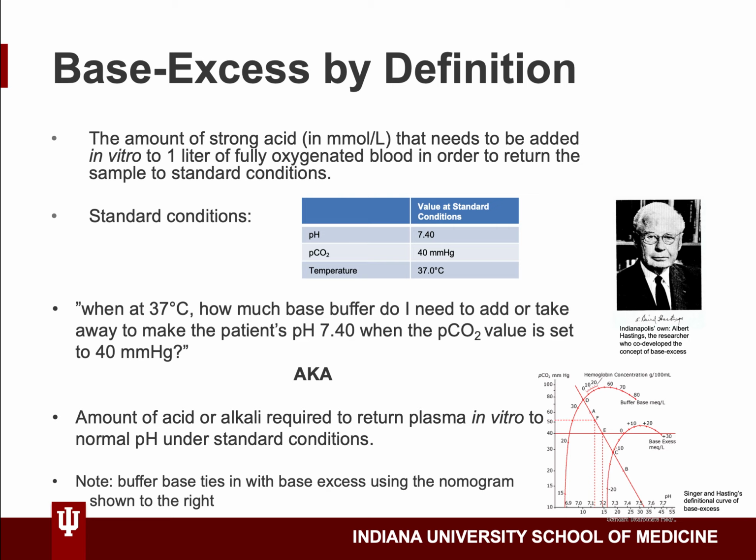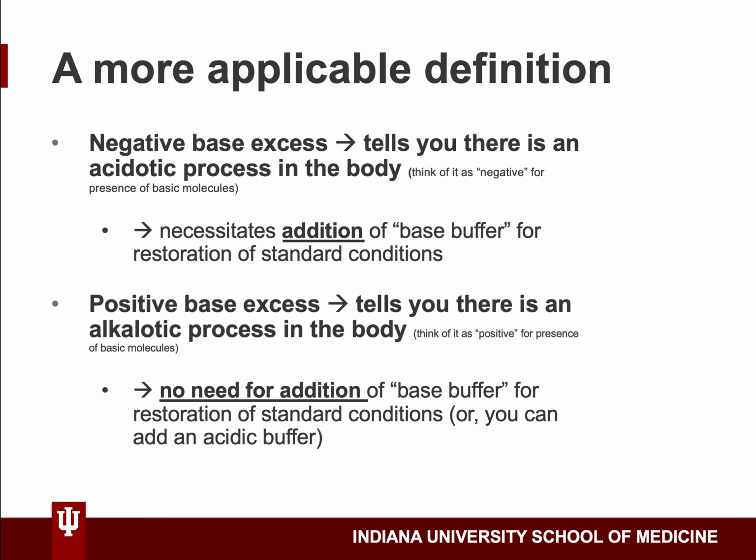Two PhD docs wanted to quantitatively describe metabolic acid-base disturbances and came up with the idea of using a buffer base to do so. The buffer base is the amount of base that would either need to be added or removed in order to bring a patient back to standard conditions from a metabolically deranged state. Thus, a negative base excess indicates a metabolic acidosis, while a positive base excess indicates a metabolic alkalosis.